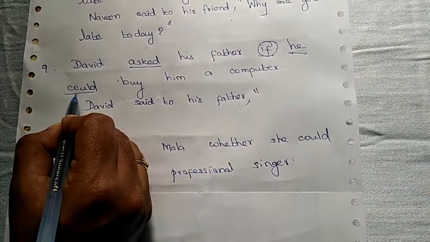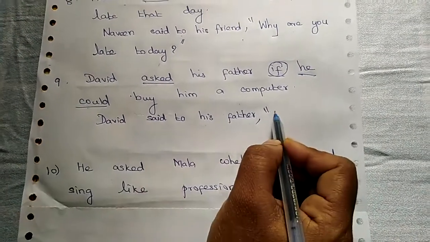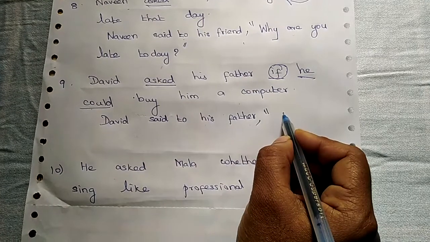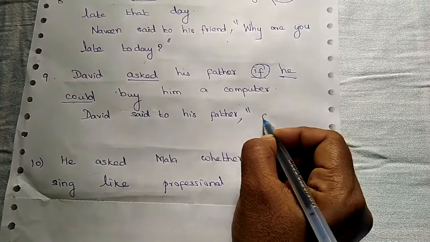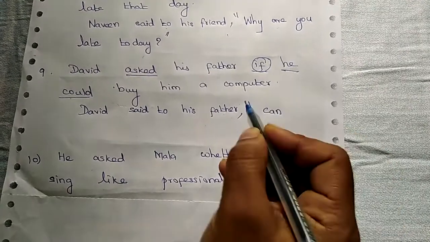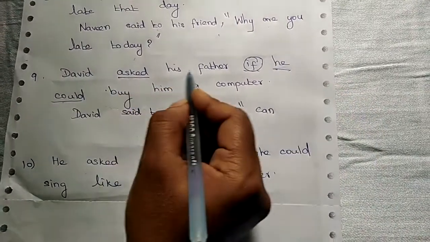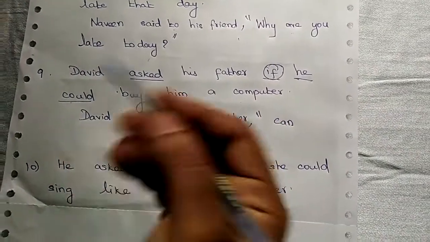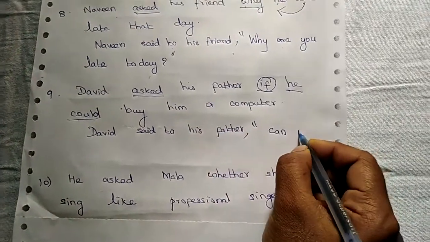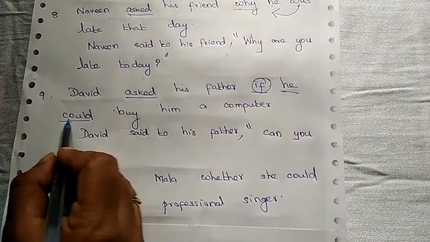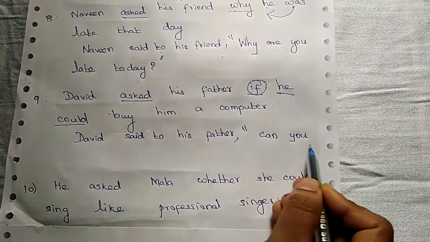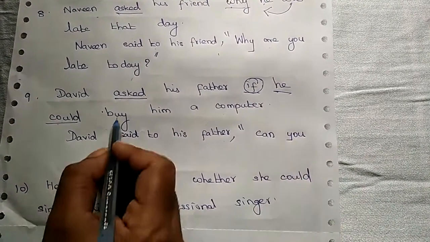First you have to write the auxiliary, is it? So this could will come first. What is the present form of the word could? Yes, can. David is asking his father, so his father means the word will change into you. Can you? Got it? He could will change into can you. Okay. Can you buy?